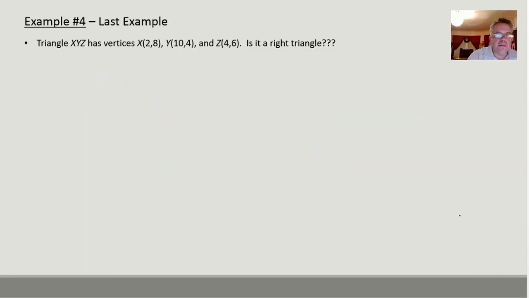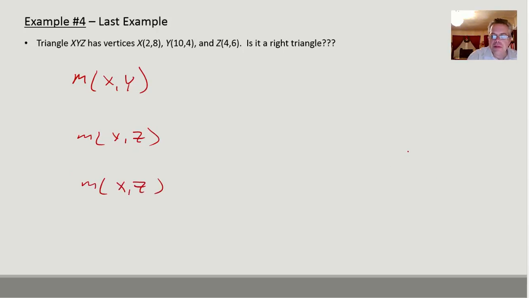Okay, one more example. So we have a triangle XYZ. Is it a right triangle? I have no idea. So let's find out. Let's find the slope between each pair of vertices. So between X and Y, that's one side, XY. Another side will be X and Z. And the last side will be Y and Z.